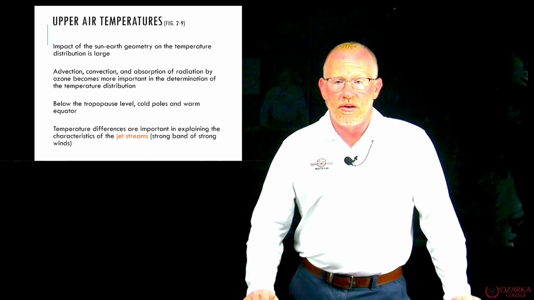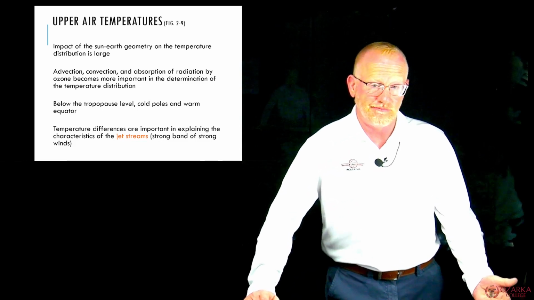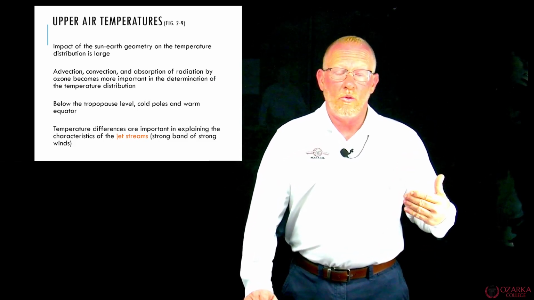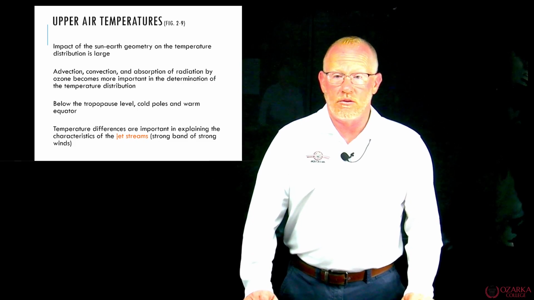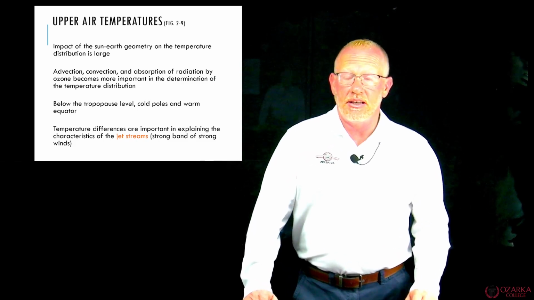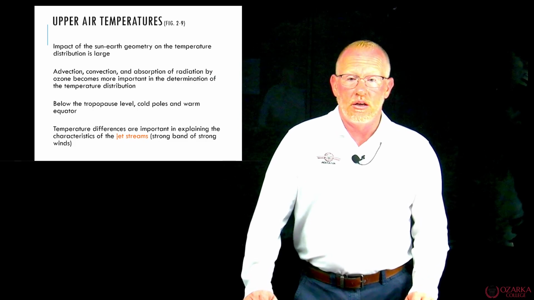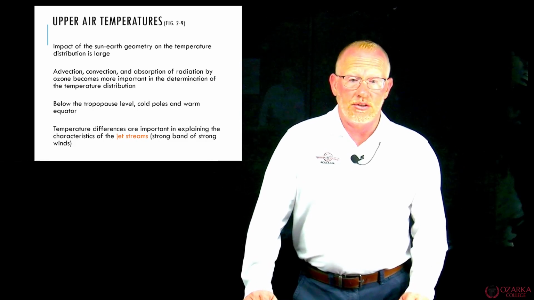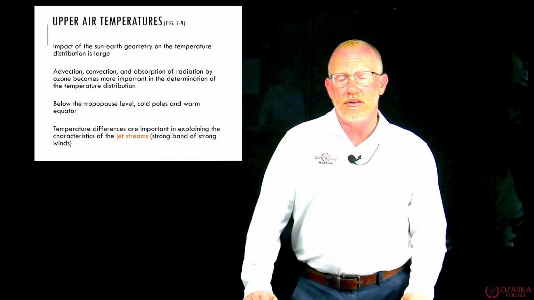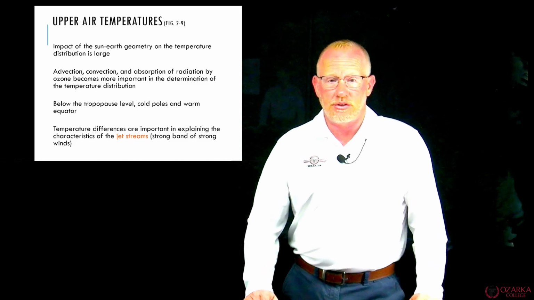Below the tropopause level, you'll have cold poles and a warm equator. That's what we have down here on the ground. So the equator is warm, North and South Pole are cold, okay? Temperature differences are important in explaining the characteristics of the jet stream, a strong band of winds. Now you will learn about the jet stream, and after you leave here and you start flying, cargo, airlines, whatever, you will need to be aware of the jet stream, okay?